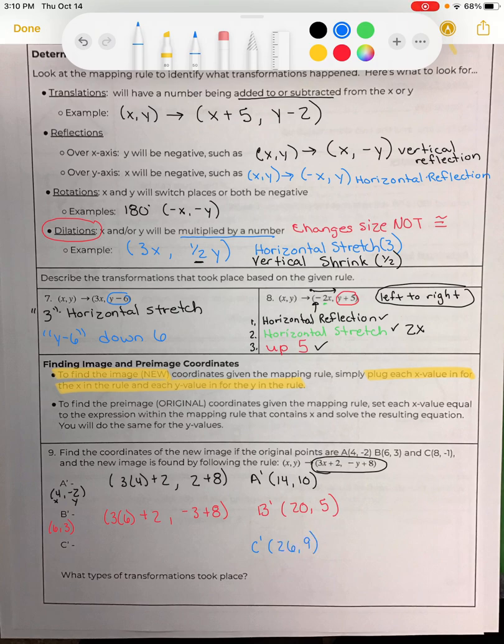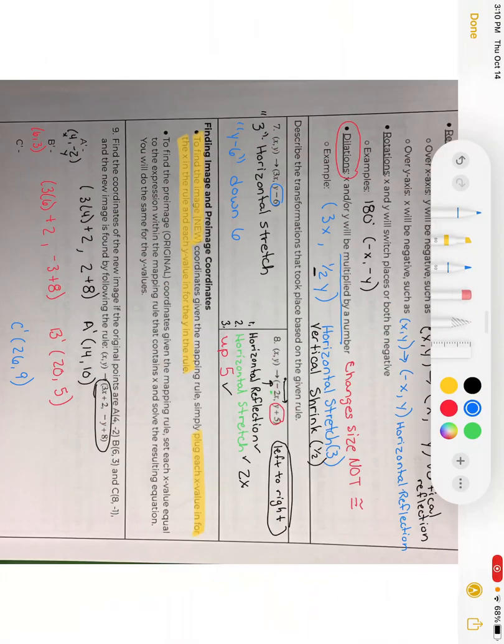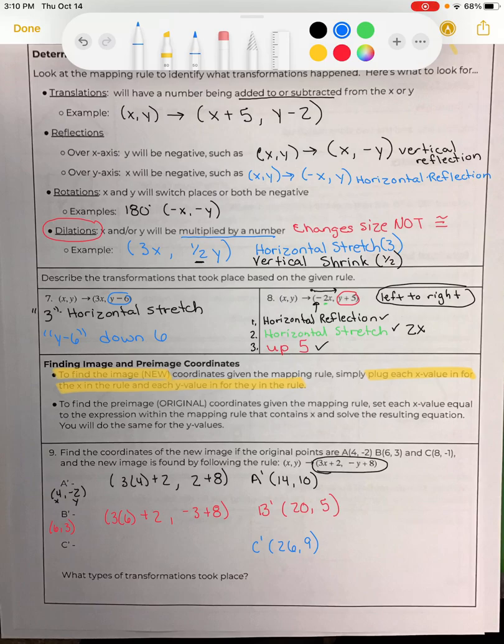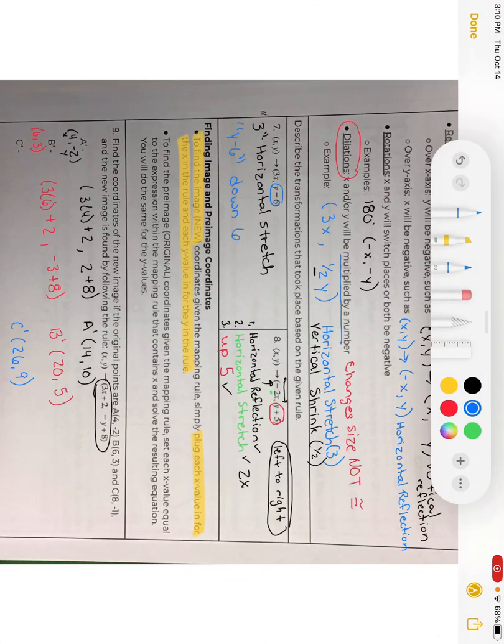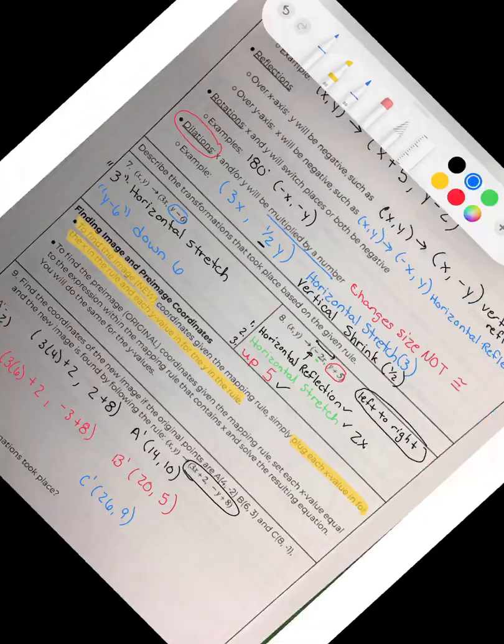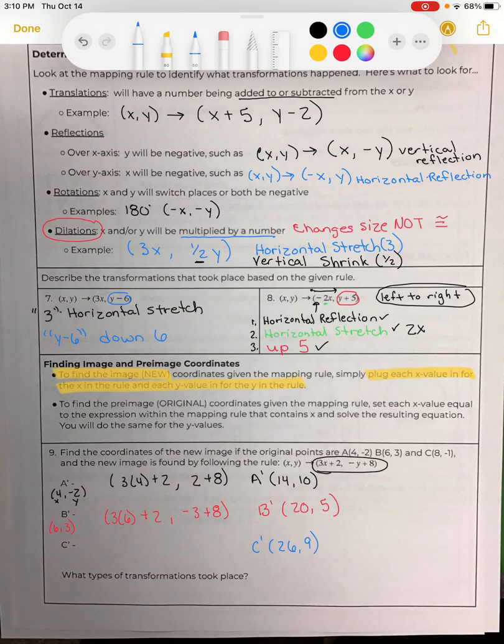It says what types of transformations. So looking back at the top of your page, if you'll look at those real quick for me. Okay, so what type of transformations that you see is we take this apart again.